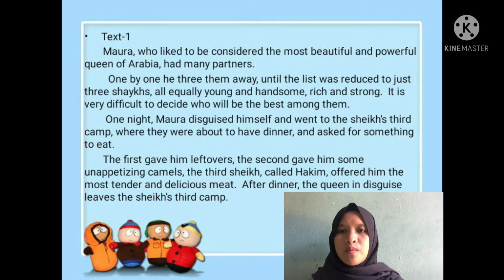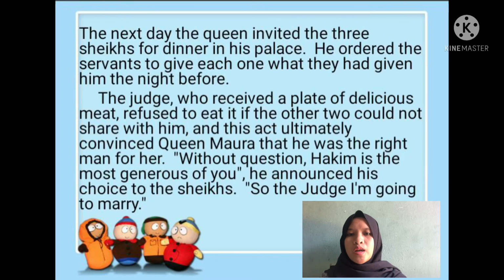The first gave him leftovers. The second gave him some unappetizing crumbs. The third Sheikh, called Hakim, offered him the most tender and delicious meat. After dinner, the queen in disguise leaves the Sheikh's camp. The next day, the queen invited the 3 sheikhs for dinner in his place. He ordered the servant to give each one what they had given him the night before.